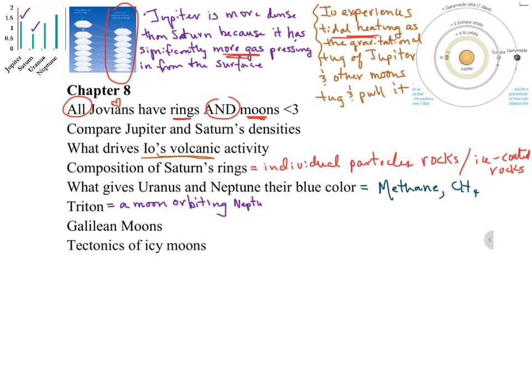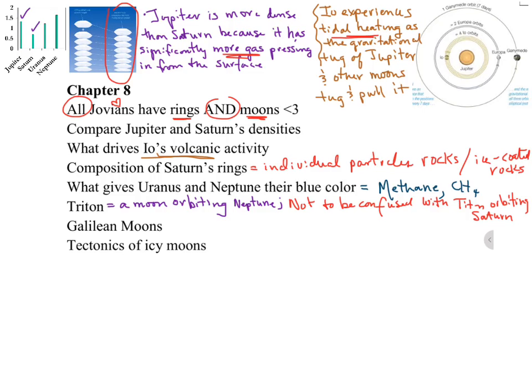And Triton sounds very similar to Titan, and I jot it down here in red. Titan is around Saturn, and this drives me nuts because Titan is more popular than Triton. But I want you to know that Triton orbits Neptune. And the other thing about Triton, and I didn't put it up here, is it's got that cantaloupe look to it. Okay.